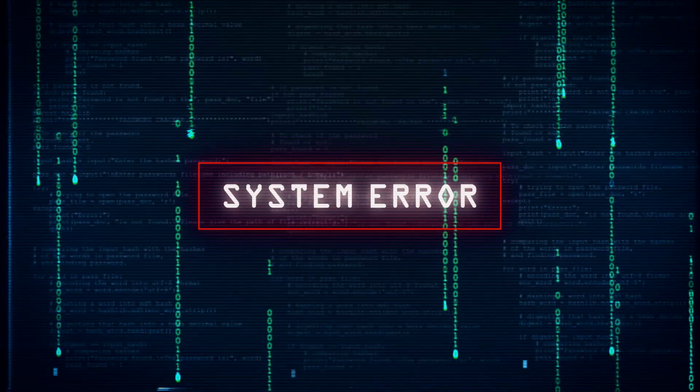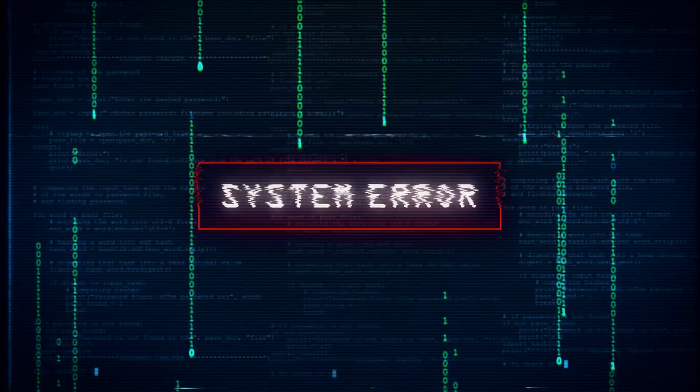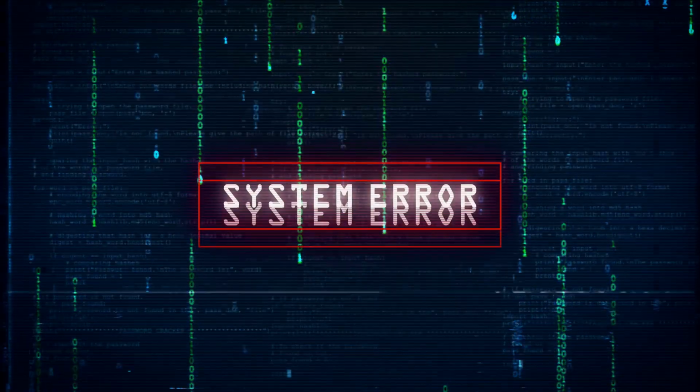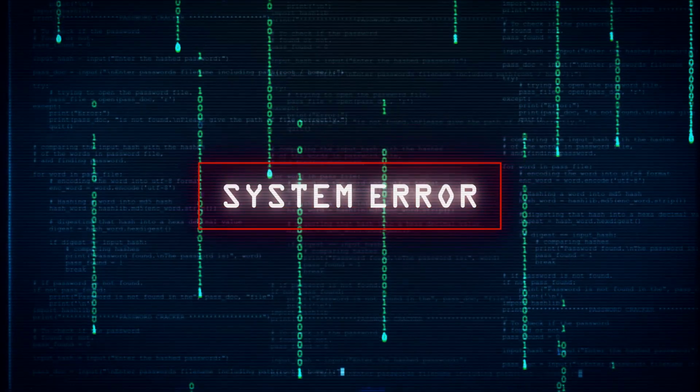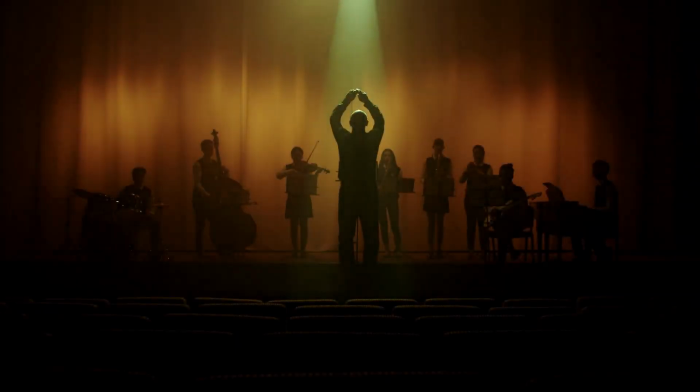Without clarity, these systems devolve into chaos. Troubleshooting becomes a nightmare. Performance suffers. Innovation is stifled. This is where observable architecture comes in. It's the difference between a cacophony of noise and a beautifully orchestrated symphony.